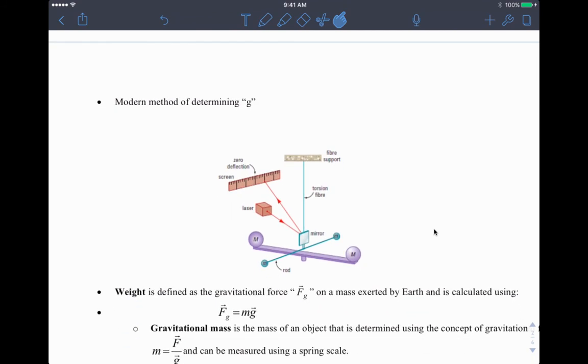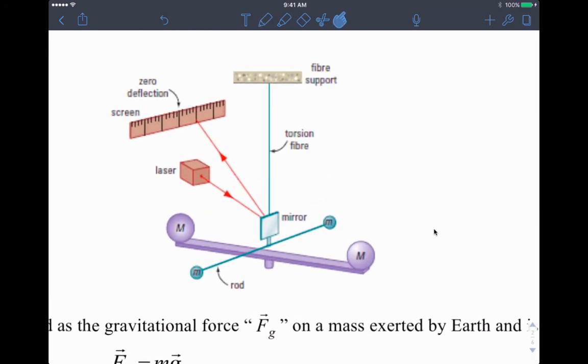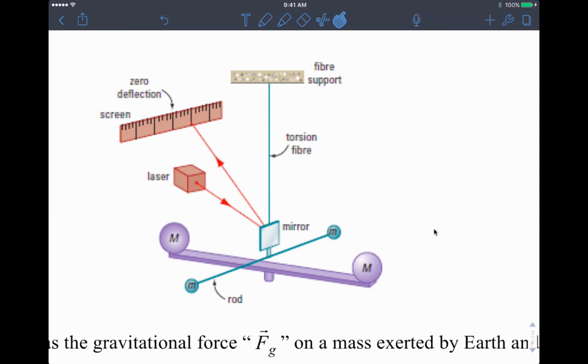We do it today, and it's been confirmed hundreds of times, I'm sure, using a very similar apparatus. We can get really precise with it. So if you look at this setup here, you can see the torsion fiber.